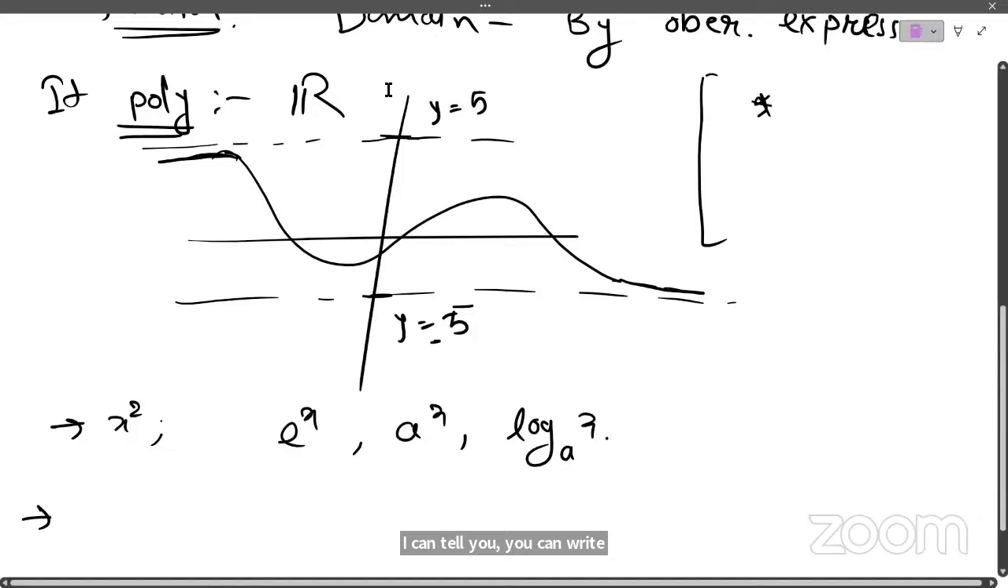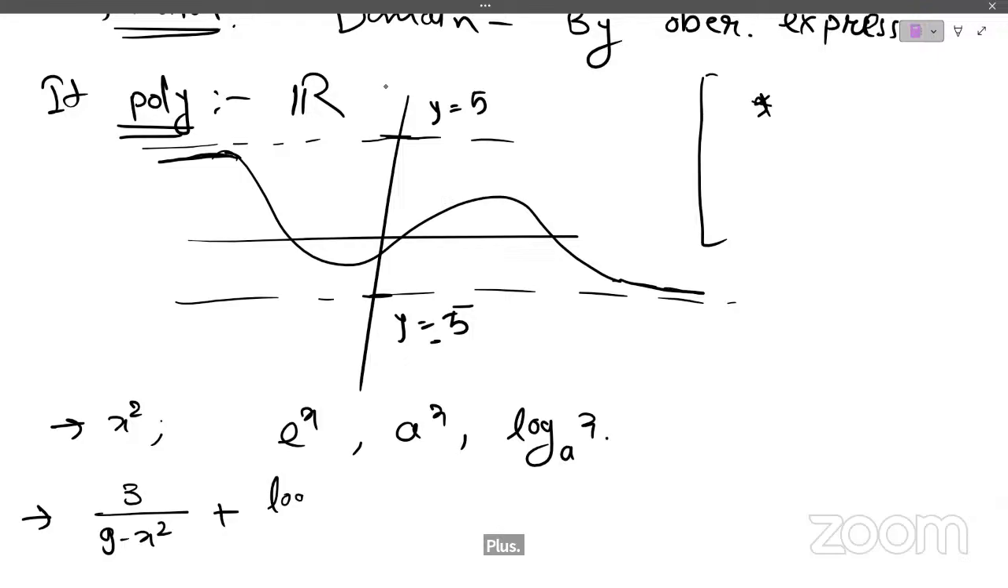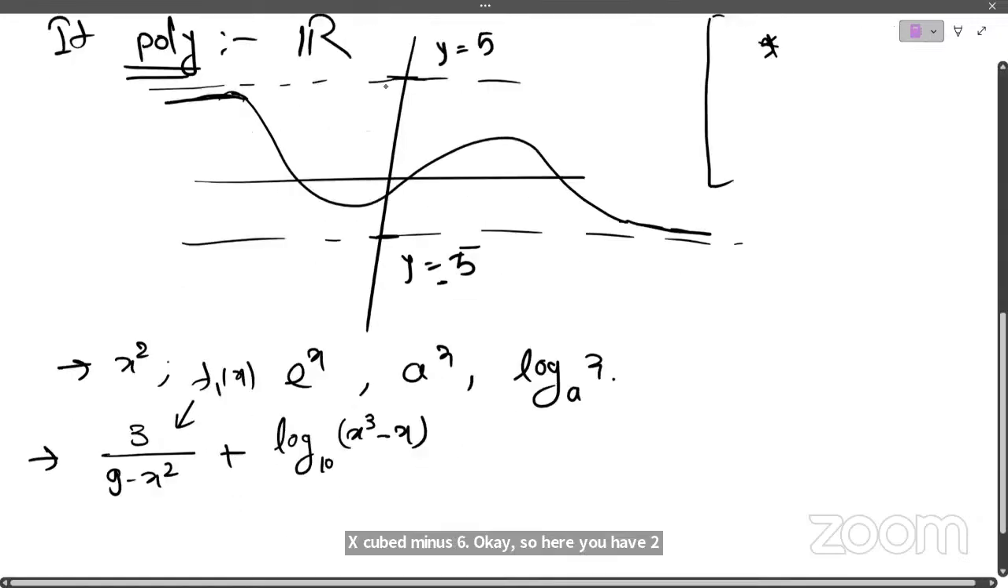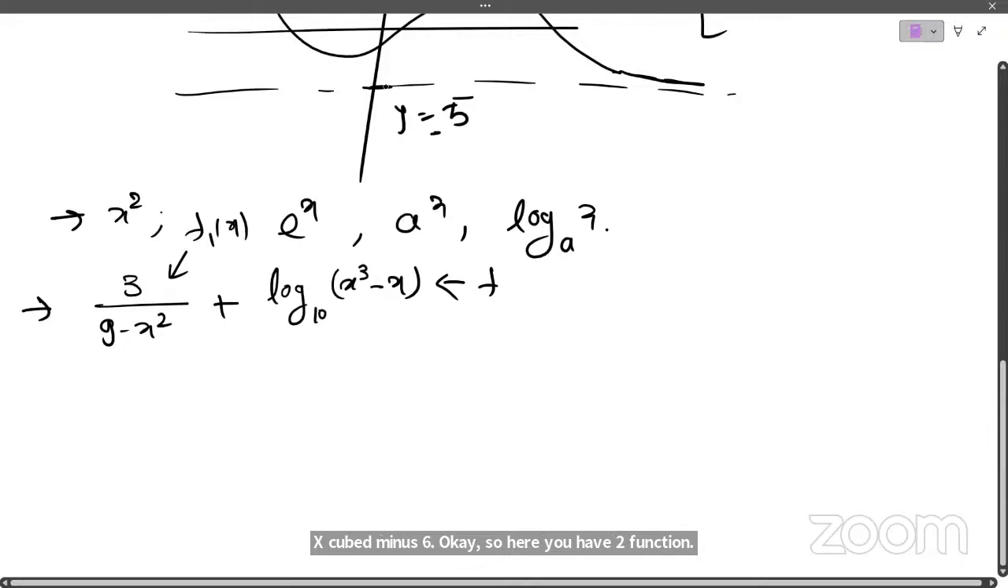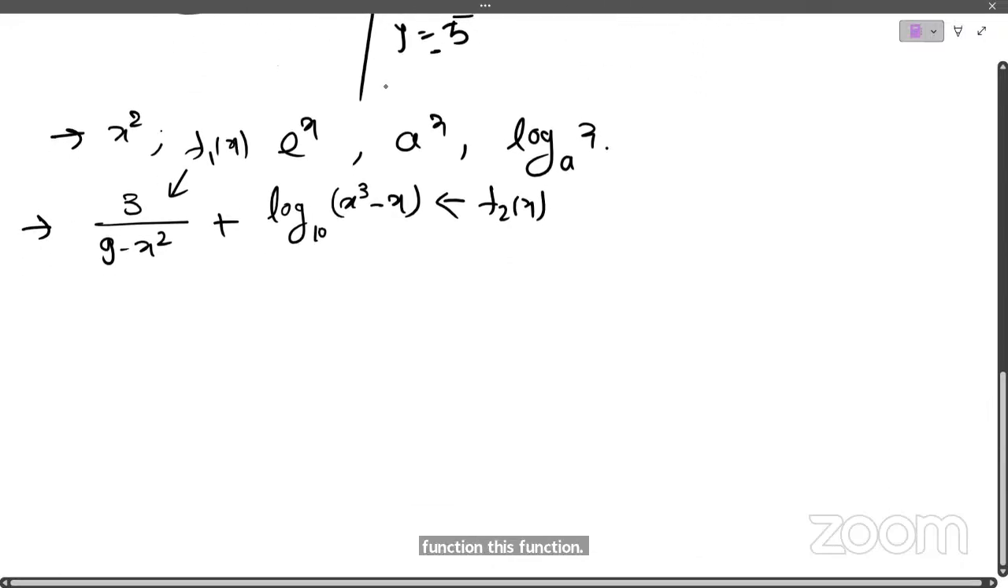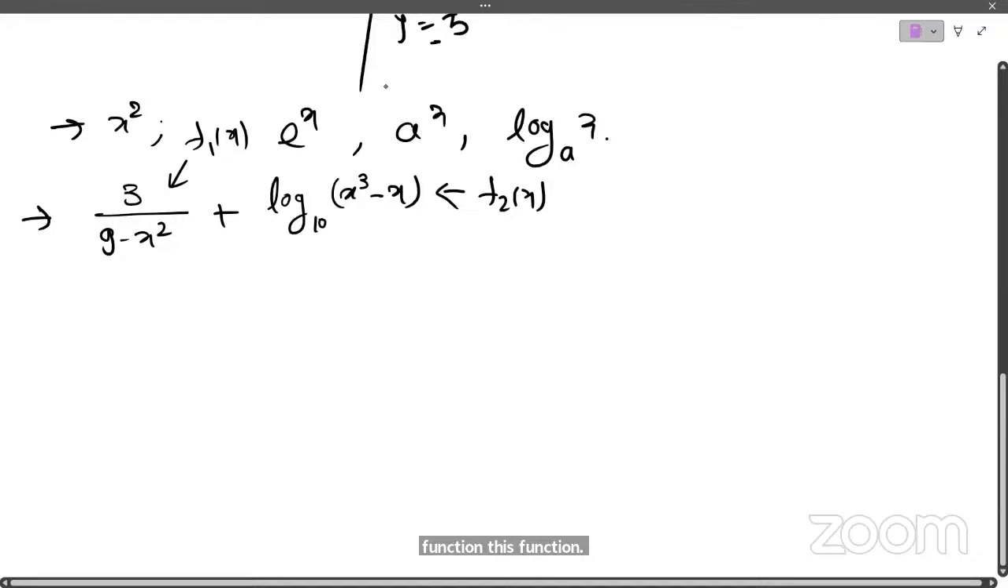So 3 by 9 minus x square, plus log to the base 10 of x cube minus x. Okay, so here you have two functions. The first function is f1 of x, and then you have the second function, f2 of x. You want to find the domain of the function, right? Domain, yes.